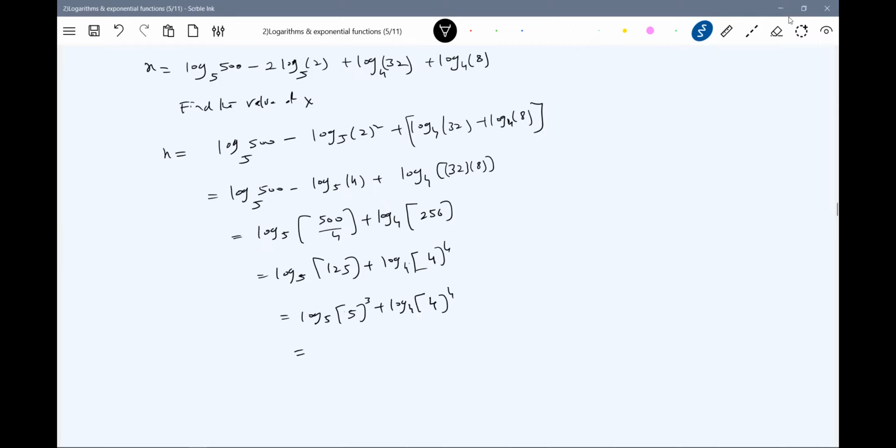And then this will become 3 log 5 to the base 5, plus 4 log 4 to the base 4. This will become 3 plus 4, 7.